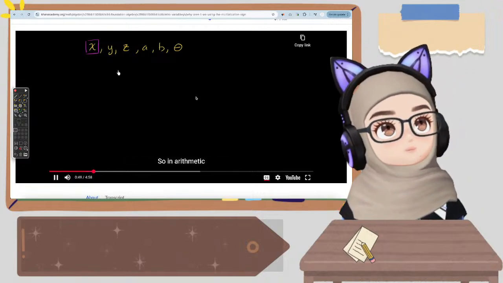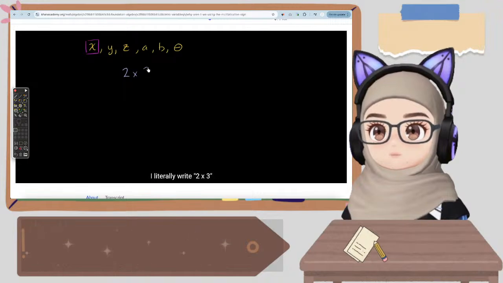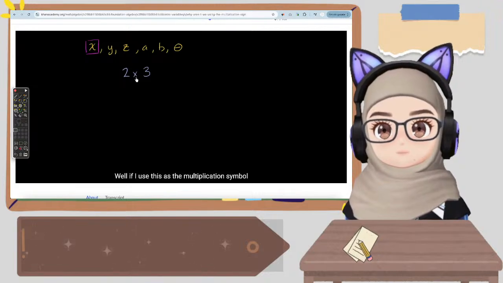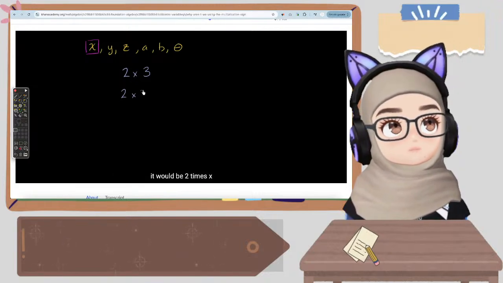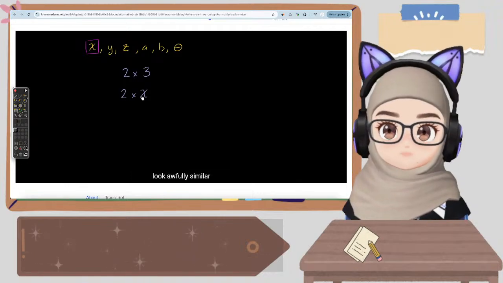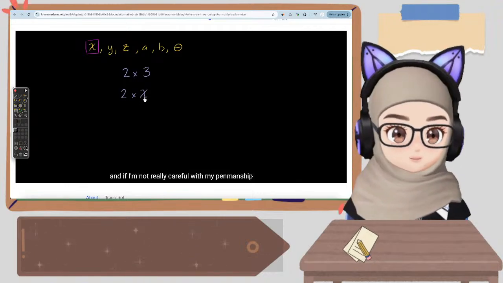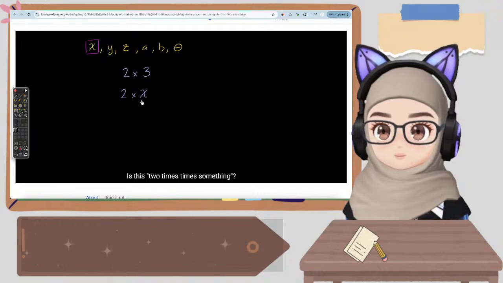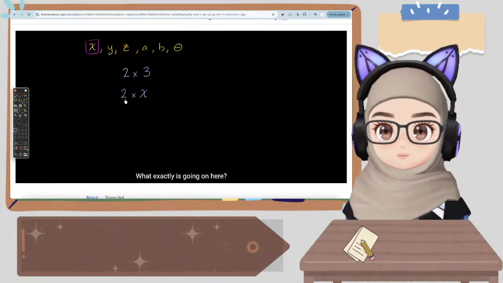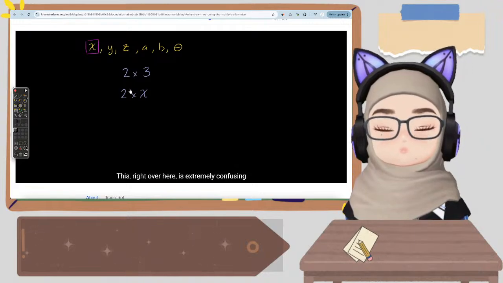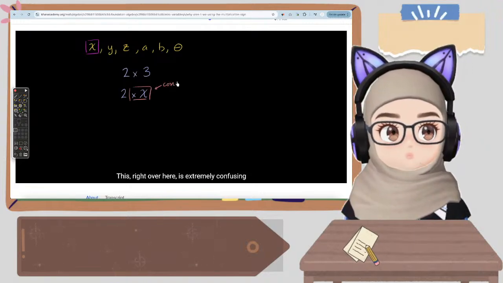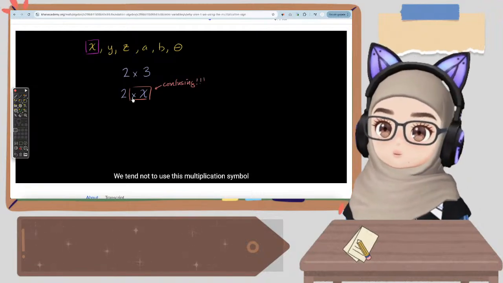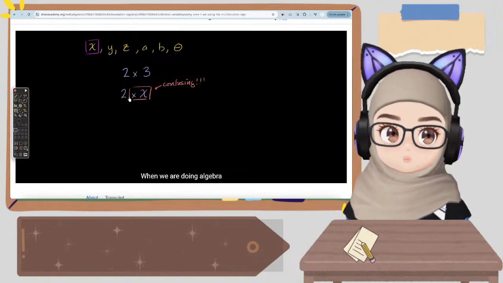So in arithmetic, if I want to write 2 times 3, I literally write 2 times 3. But now that we're starting to use variables, if I want to write 2 times x, well, if I use this as the multiplication symbol, it would be 2 times x. And the times symbol and the x look awfully similar. And if I'm not really careful with my penmanship, it can get very confusing. Is this 2x x? Is this 2 times something? What exactly is going on here? And because this is confusing, and it can be misinterpreted, we tend to not use this multiplication symbol when we are doing algebra.